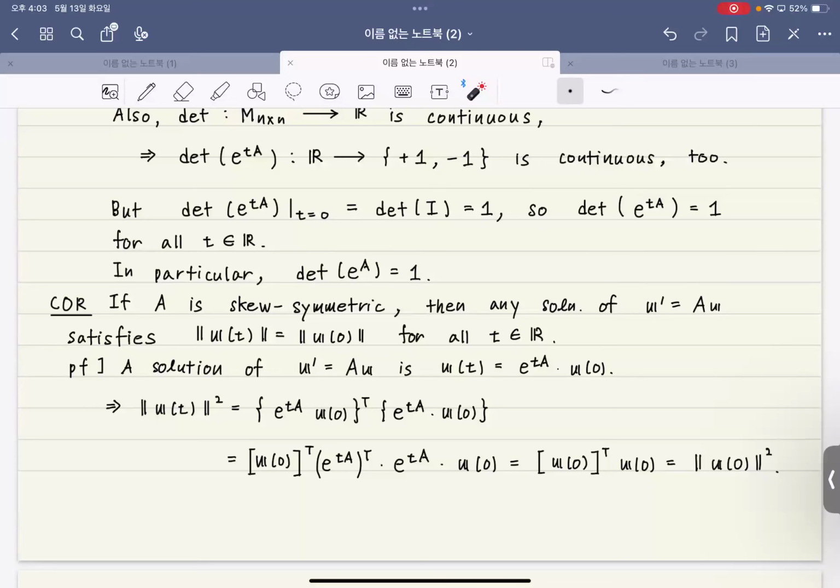Okay, so the proof of this is very easy. We know that the solution of this system is the matrix exponential e^(tA) times the initial condition vector u0. And I try to compute the magnitude squared of the solution vector, which is this transpose multiplied by itself. So u0 transpose, e^(tA) transpose and e^(tA), but these two are inverses of each other, so they just cancel. So it's going to be the magnitude of u0 squared. Okay.